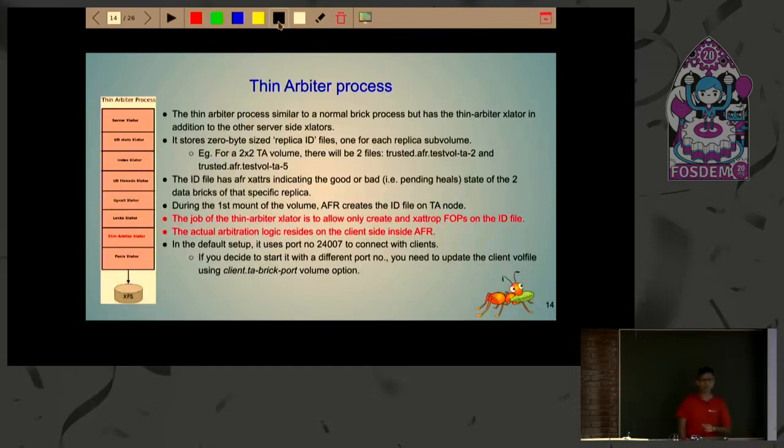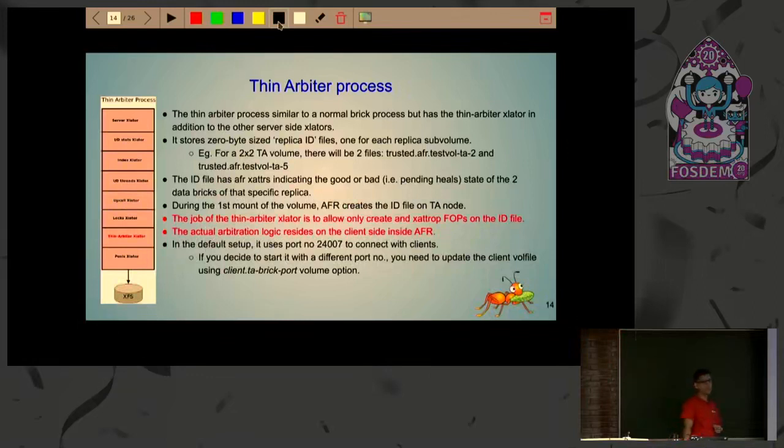I was telling you that the thin arbiter contains only one file, and that file is used for quorum to determine which brick is good and which brick is bad, right? The only operations that come to the thin arbiter are first creating the ID file, which happens only once during the life cycle of a volume, and then the actual setxattr calls, which AFR uses to track which brick is good and bad. Any other op which comes to it has to be barriered. That's the job of the thin arbiter translator. It allows only the create and the xattr ops to go through. Anything else would be barriered.